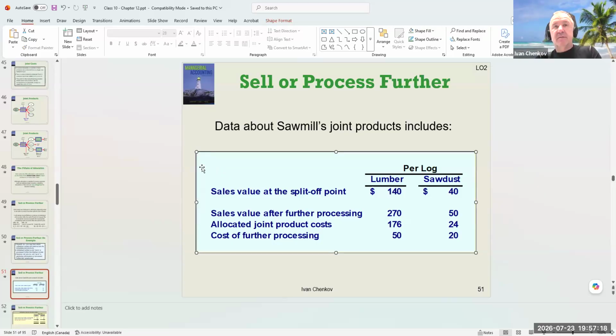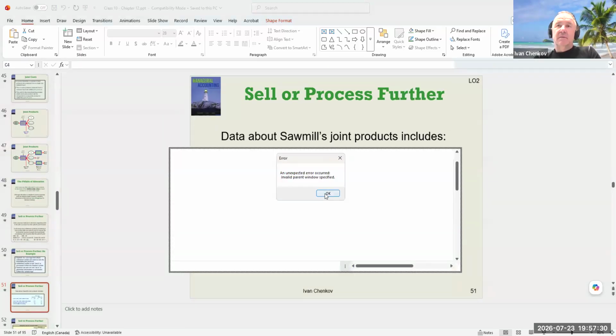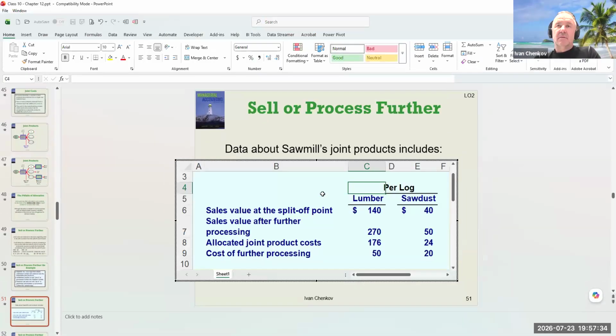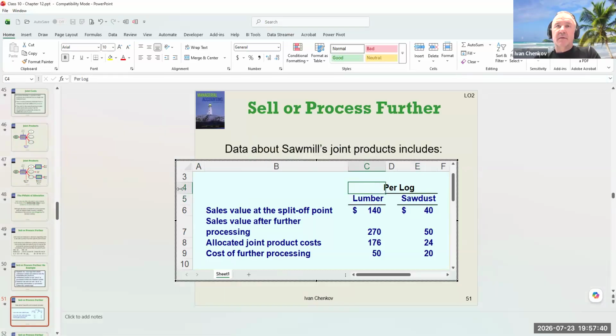Now for this type of question, what I'm going to prefer is to move to Excel spreadsheet. Just give me a second to get this information here, and then I'm gonna move to Excel spreadsheet.